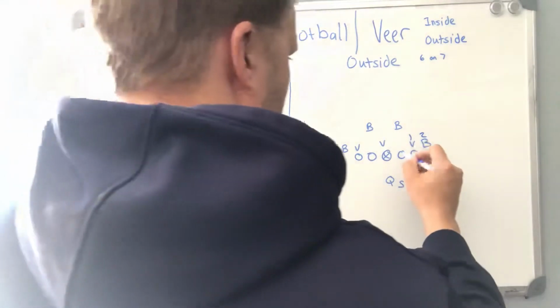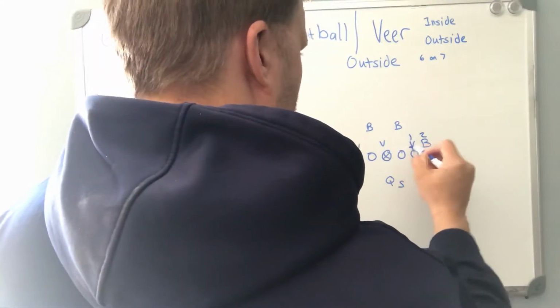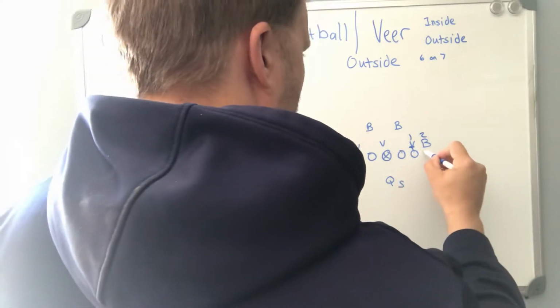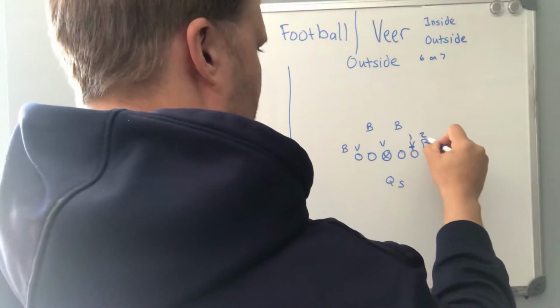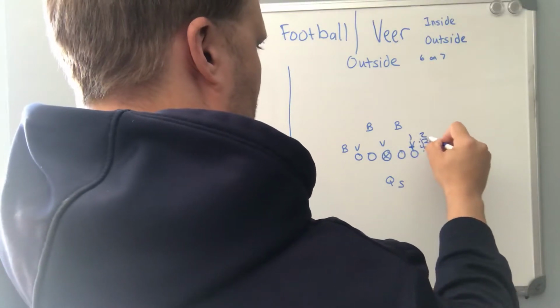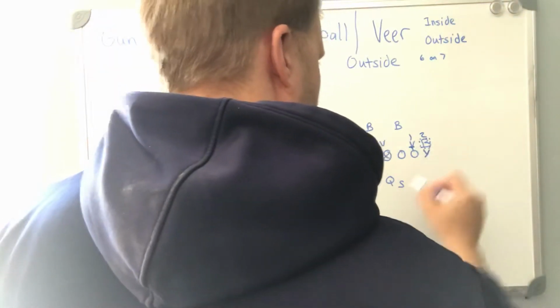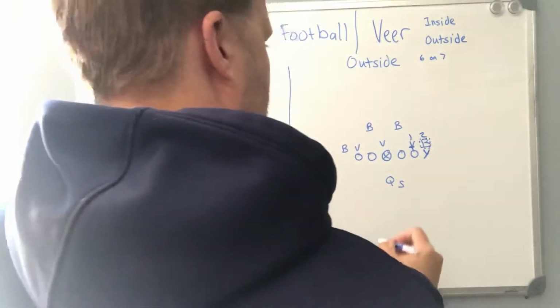Outside veer now, we'd block the one, and we'd have to bring in a Y, because on outside veer we're only leaving one defender alone. We're only reading one guy. So we have to bring in a tight end for that. So now we have 6 on 7.